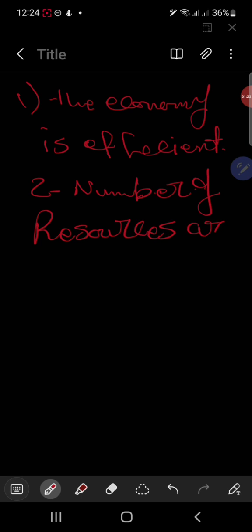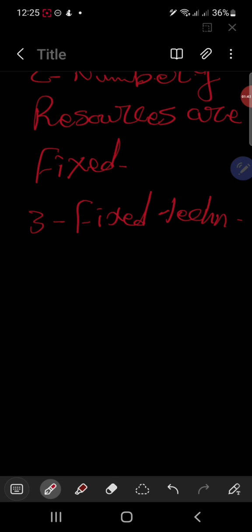The number of resources are fixed or given number that is not to be changed over the time horizon. 3, fixed technology. As long as we are simplifying the situation, we cannot relax any of these assumptions.